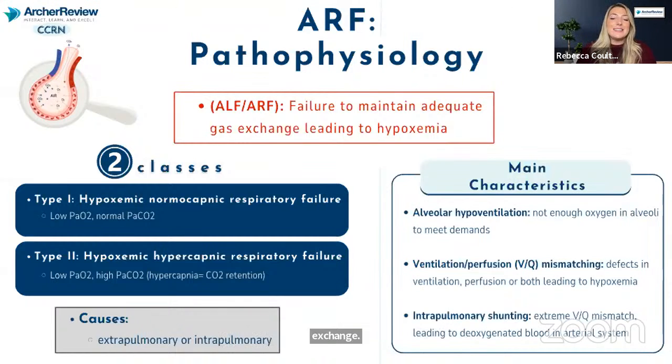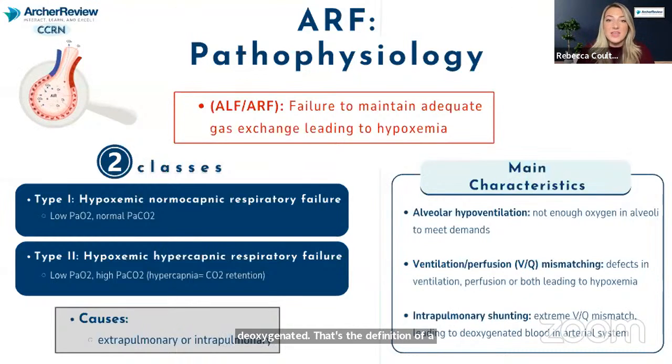Intrapulmonary shunting is an extreme VQ mismatch. This is where we're seeing blood go to alveoli that are not ventilating, and that blood, therefore, is returning to the left side of the heart deoxygenated. That's the definition of a shunt.